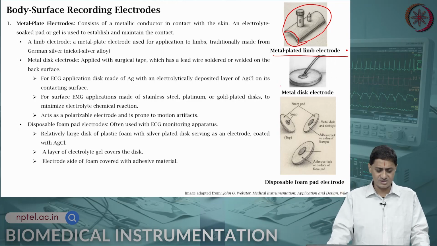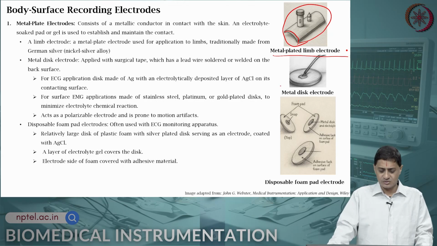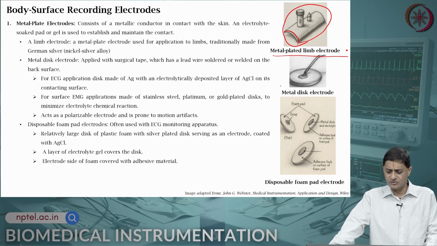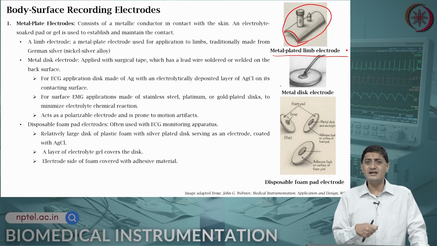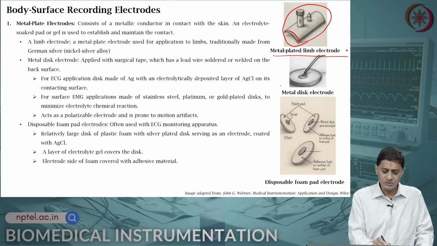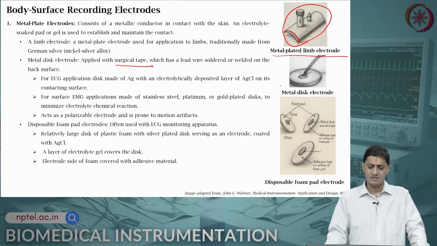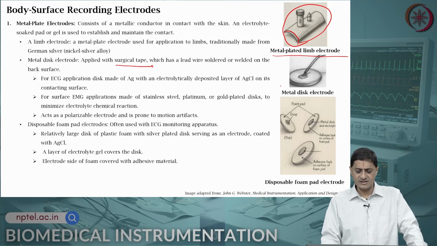That is the limb electrode. Then you have the metal disc electrode. This is sometimes used depending on the application for various recording purposes. This is placed on the surface and tied or held in its place through surgical tape. And this has a lead wire soldered or welded. Remember, if you solder, there are other things that come into the picture. We discussed in the previous weeks why you should not use dissimilar metals, because there are other things that come into the picture.